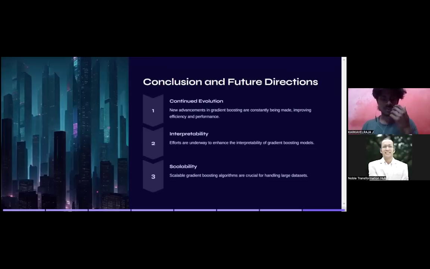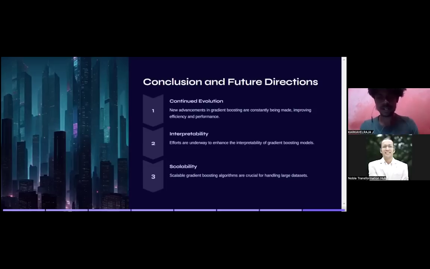Interpretability: efforts are underway to enhance the interpretability of gradient boosting models. This is also one of the conclusions: we can use this to improve the accuracy on any kind of data set. So one is new advancements made in gradient boosting, which make it stand out as a top model. Then interpretability, where efforts enhance it by using gradient boosting. And then scalability: gradient boosting algorithms are crucial for handling larger data sets. These are some of the conclusions and future work.